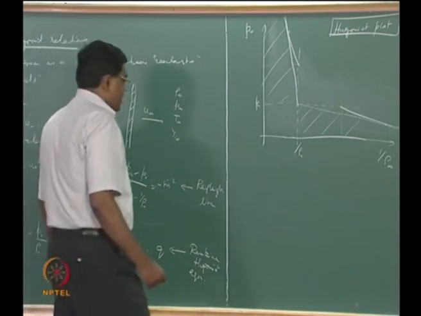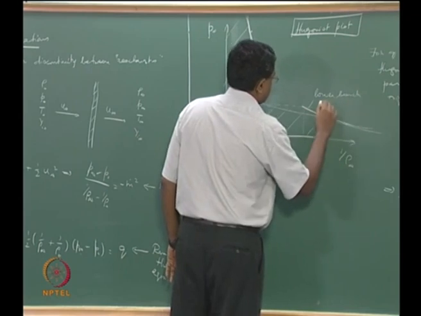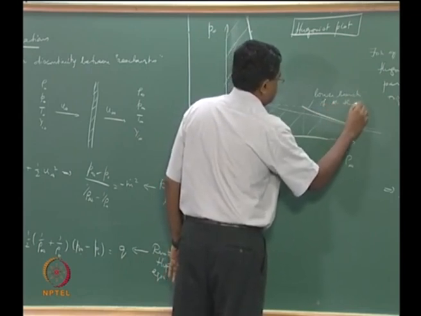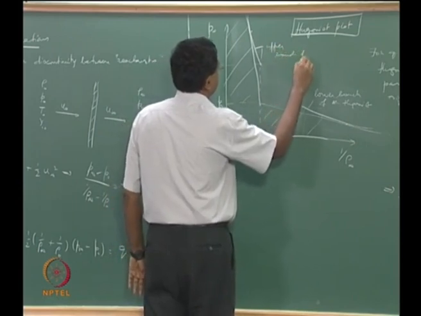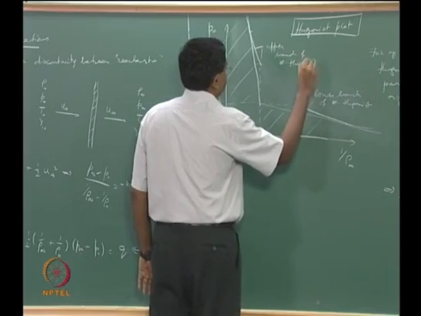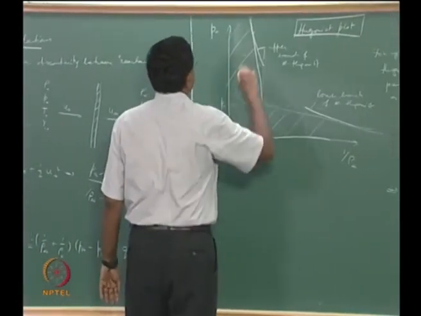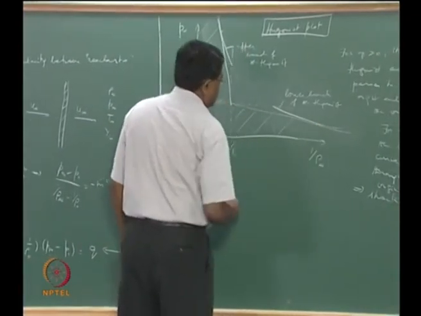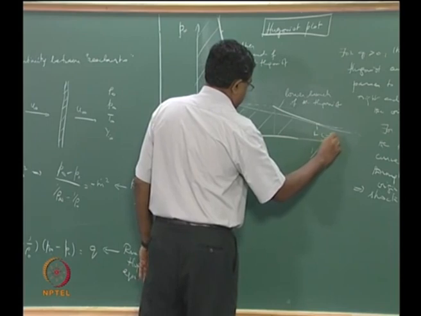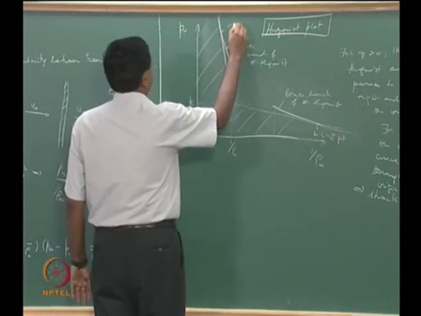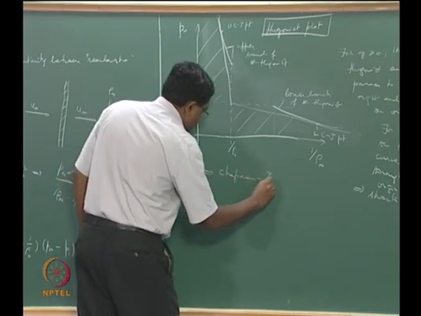So what you then have is what is called the lower branch of the Hugoniot, and this is what is called the upper branch. And we want to call these points, where the tangent Rayleigh lines intersect, the LCJ point, and this is the UCJ point. CJ stands for Chapman-Jouguet.